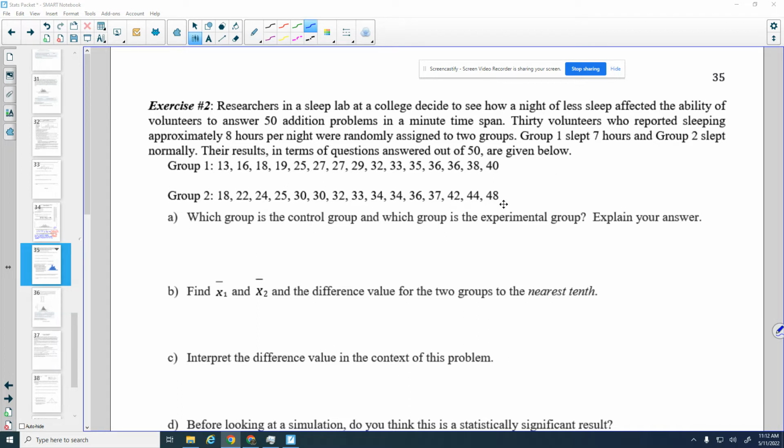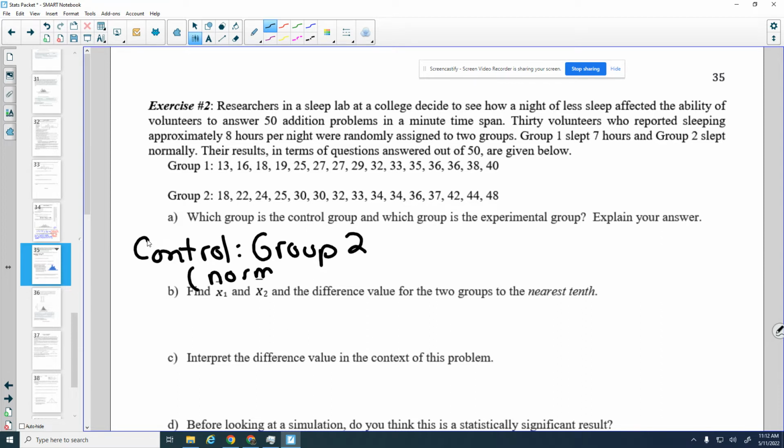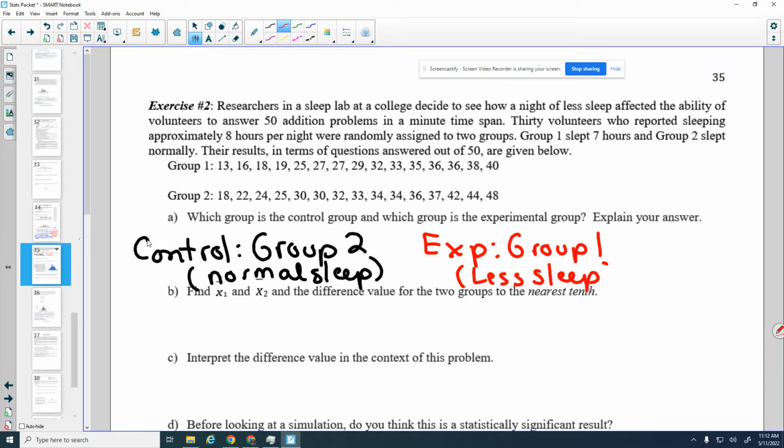So the first question says, which is the control group and which is the experimental group? So the control group is Group 2. And for our reason, we can say because they did normal sleep. In the same way, the experimental group is Group 1. Okay, so they had less sleep, less sleep than normal. They were restricted to the 7 hours, which isn't awful. 7 hours is still decent, but it's less than they usually got.